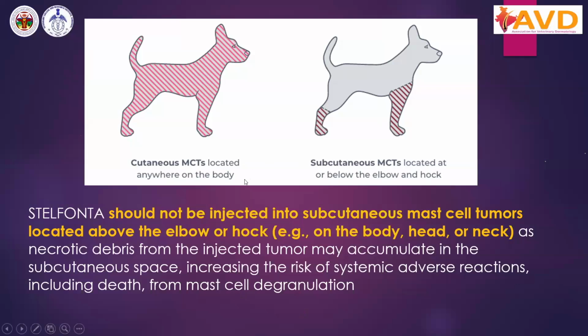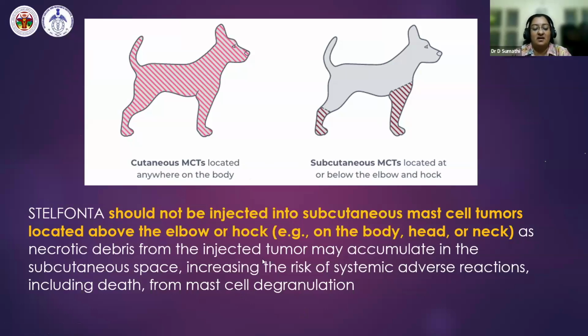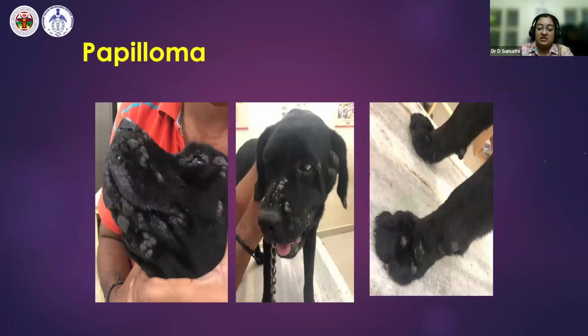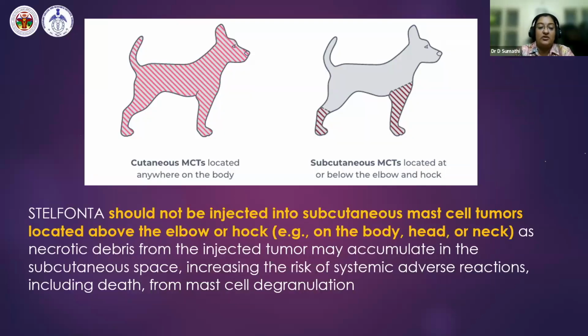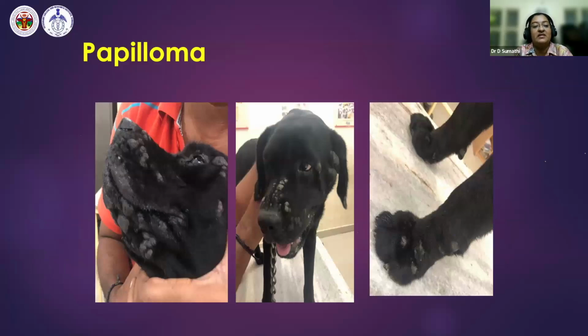So this is one of the drugs which is available in USA. In quite some time we may also get to use it here in India. So this is one of the newest into the market, apart from our tyrosine kinase inhibitors. And coming to papillomas, you all know, if it is going to be single or solitary, we can remove it surgically or by cryosurgery, which can help.